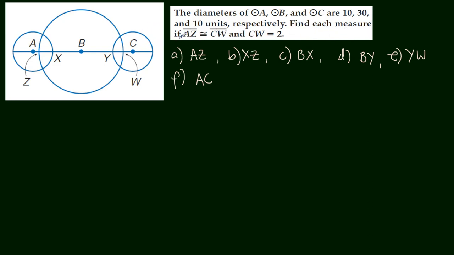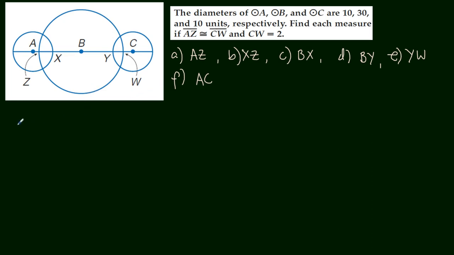Find each measure if the line AZ, this one, is congruent to the line CW, that one. Doesn't look like that, but it says that CW and AZ are congruent. They have the same length. CW is equal to 2, so the length of CW is 2. That means even A zeta is also 2.